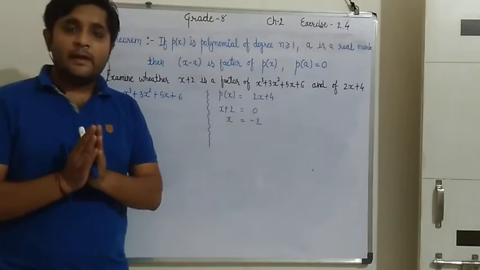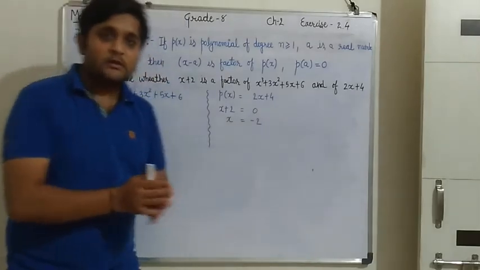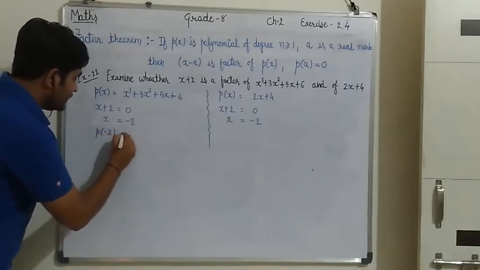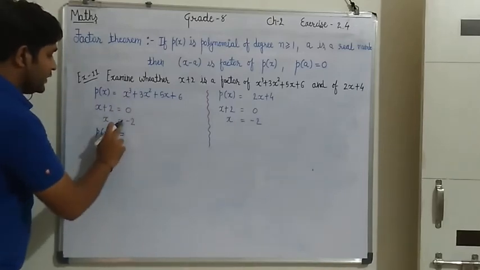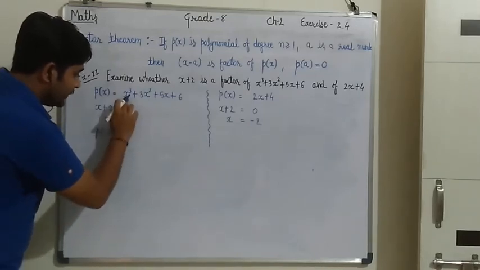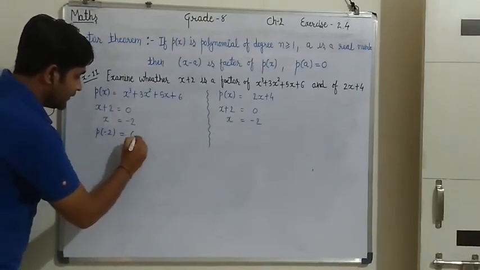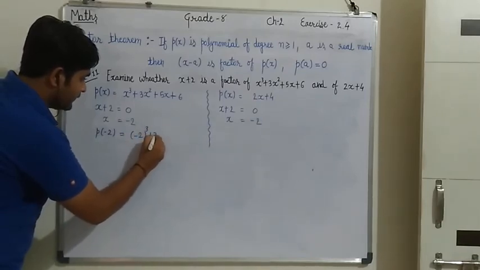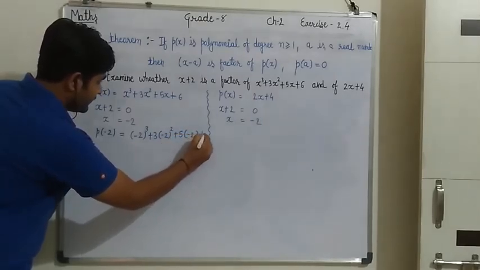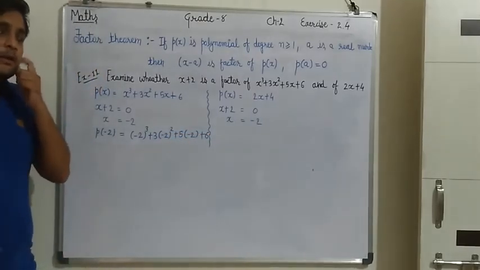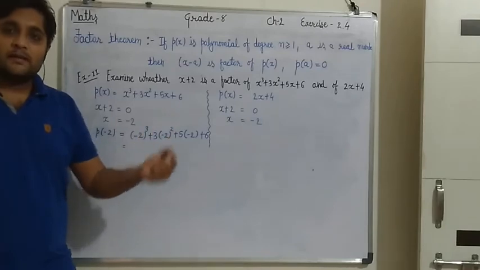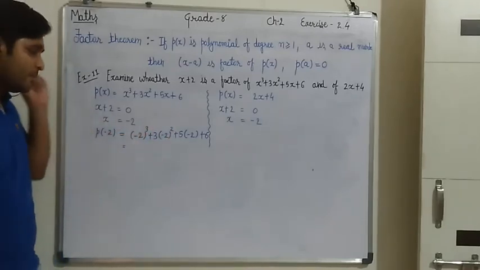Now this value of x we have to put in the given polynomial. So we have to find p of minus 2 is equal to this polynomial. The value of minus 2 we have to put in this polynomial. In place of x I have to write minus 2, like this. Now let me solve the equation. Minus 2 cube: 2 cubed is 8, but the power is odd, so it is minus 8.